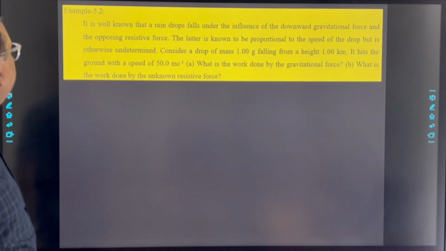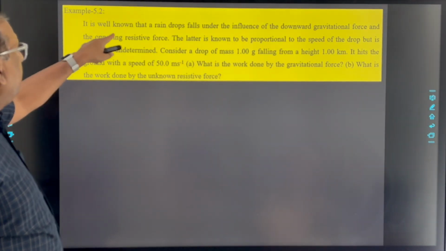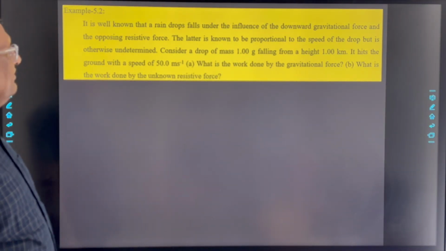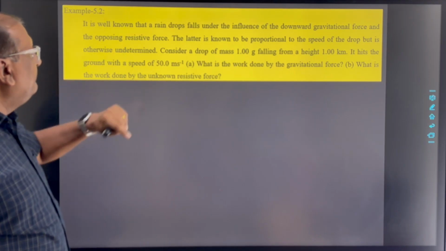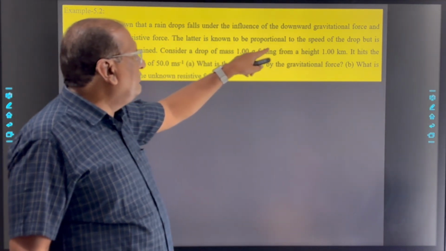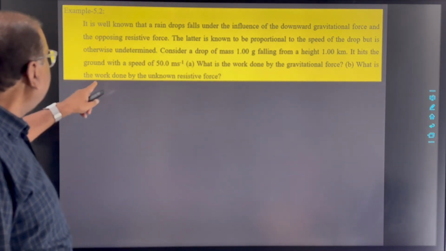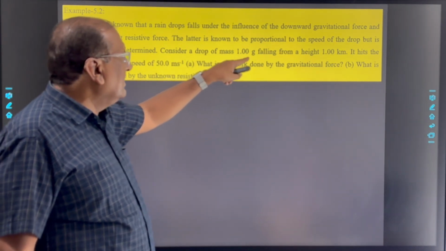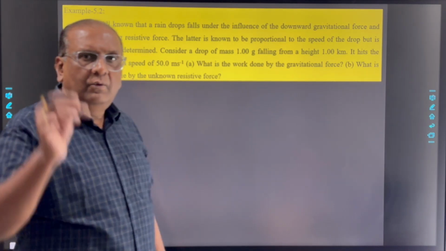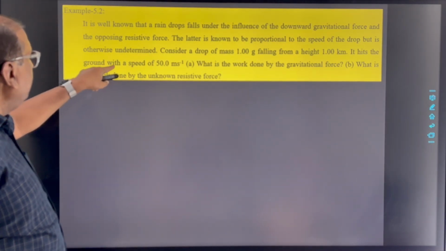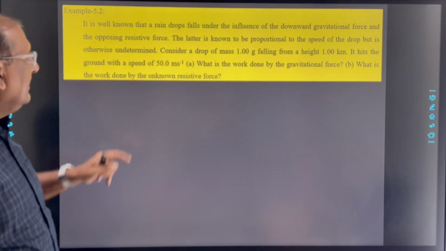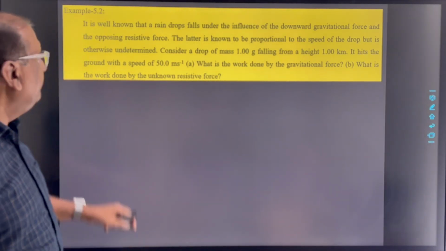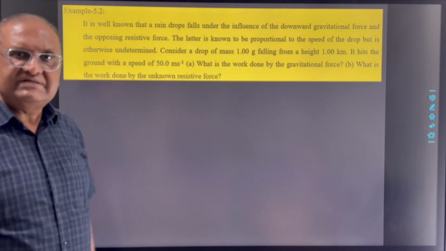Now next is example 5.2. It is well known that a raindrop falls under the influence of the downward gravitational force and the opposing resistive force. The latter is known to be proportional to the speed of the drop, but is otherwise undetermined. Consider a drop of mass 1 gram falling from a height of 1 kilometer. It hits the ground with a speed of 50 meter per second. Then A, what is the work done by the gravitational force? B, what is the work done by the unknown resistive force?